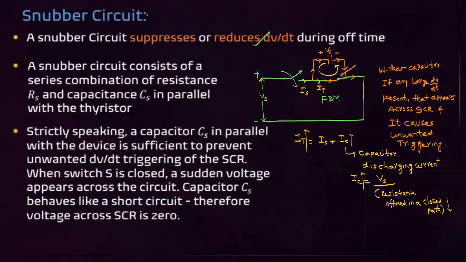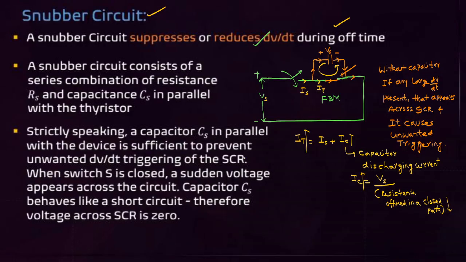Next, what are the formulas related to the snubber circuits? This is very important. A snubber circuit suppresses or reduces the dV by dt during off time. What is the purpose of using a snubber circuit? A snubber circuit is nothing but a series RC combination across the SCR.